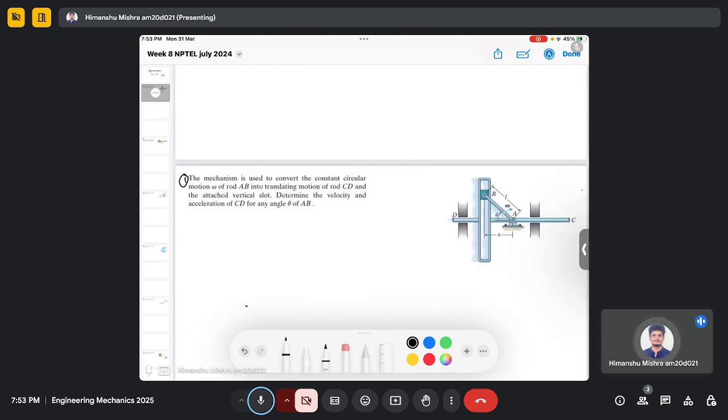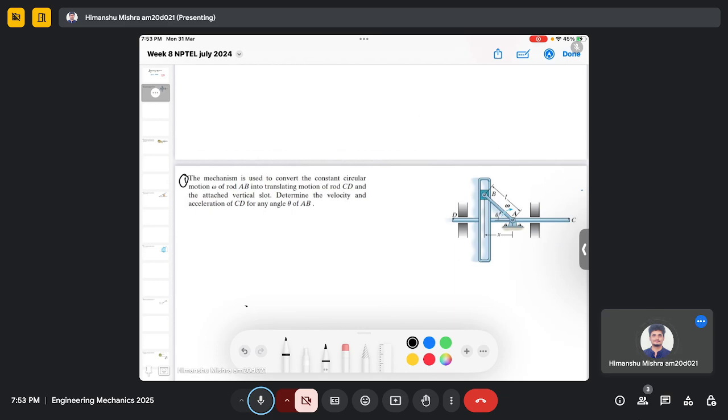So in this problem we have the mechanism used to convert the constant circular motion omega of rod AB into a translating motion of rod CD and the attached vertical slot. Determine the velocity and acceleration of CD for any angle theta of AB.